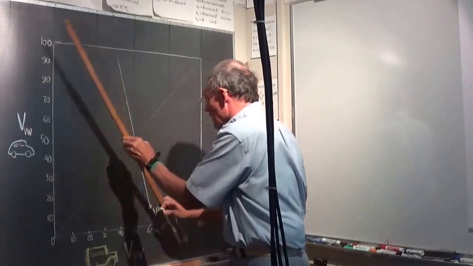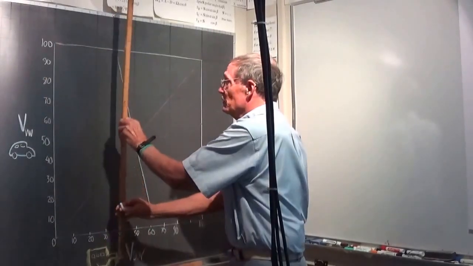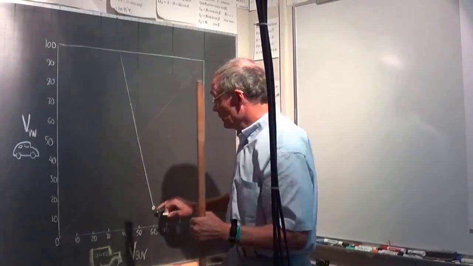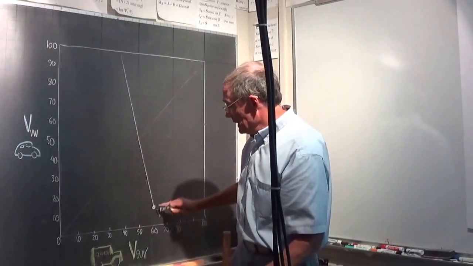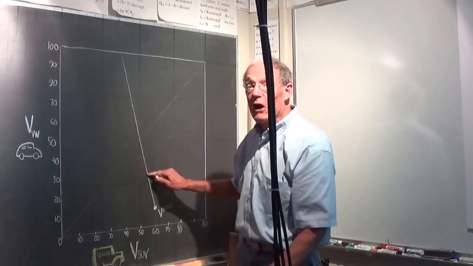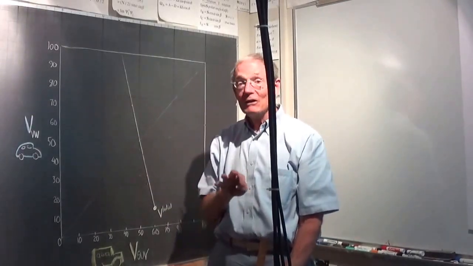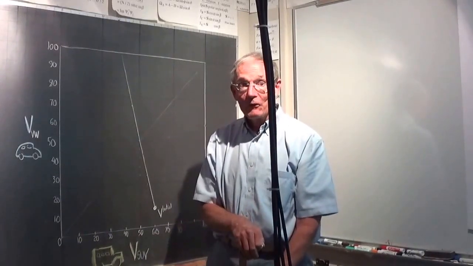That is, this is the SUV's velocity scale, this is the Volkswagen's velocity scale. The idea is that for every unit of velocity that the SUV loses, the VW picks up 4 times. For every unit, it picks up 4 times. So 1:4, right? A 4-to-1 ratio.